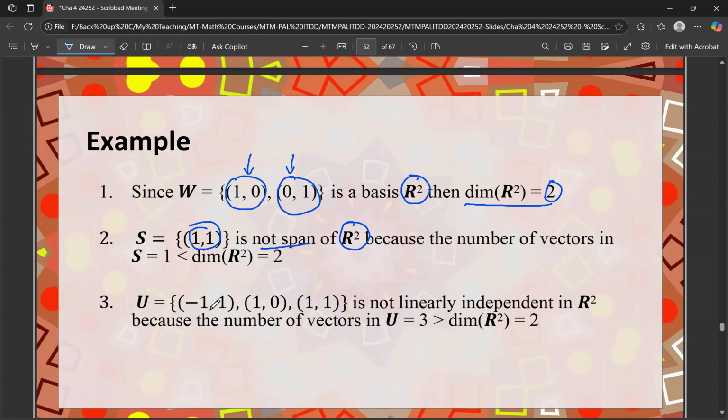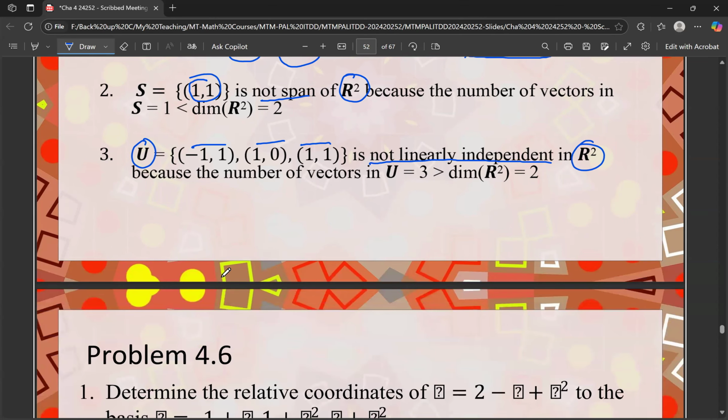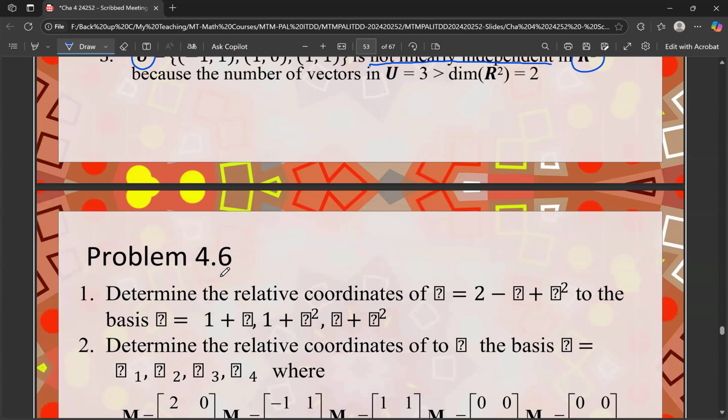And on the other hand, if we have 3 vectors in R2, then this set will not be linearly independent. So this is an application of the theorem without proving.